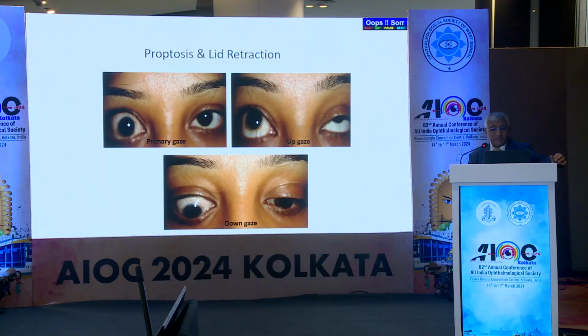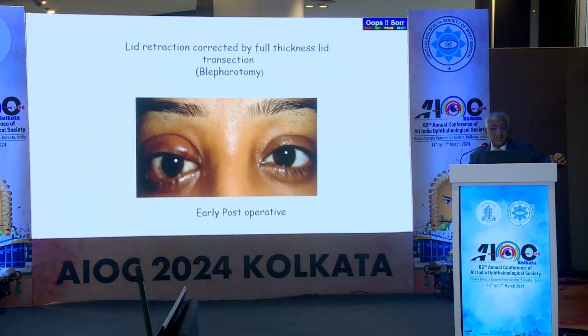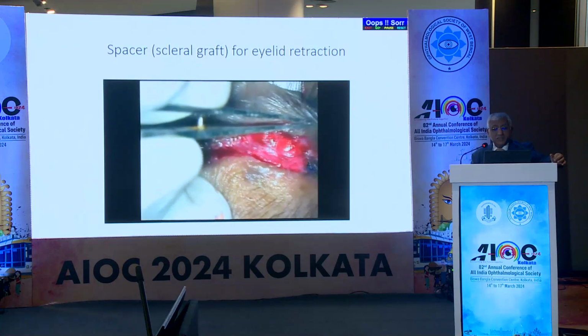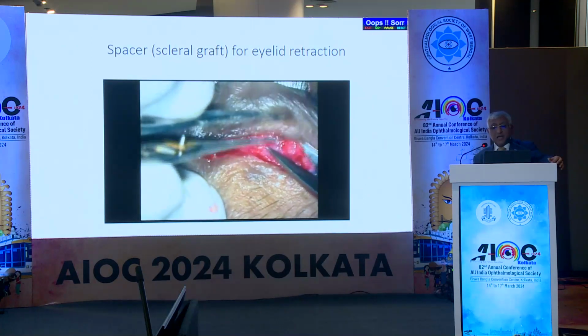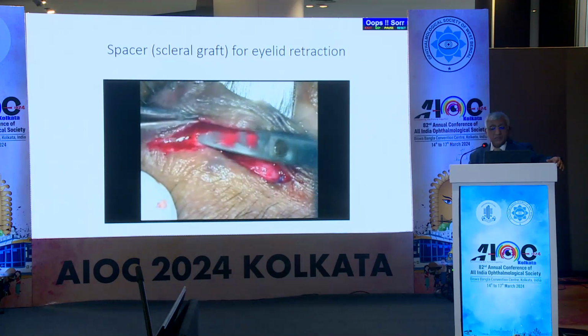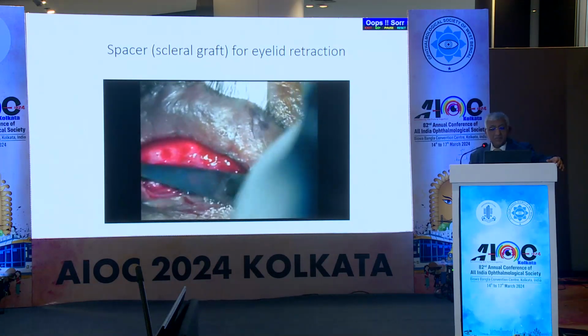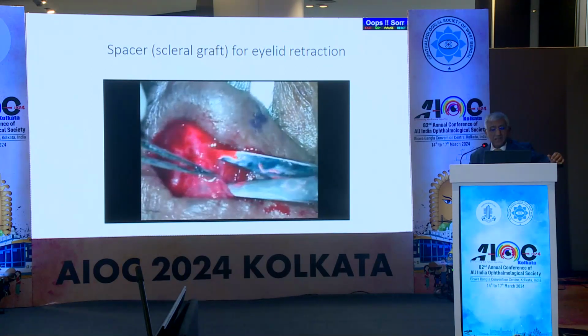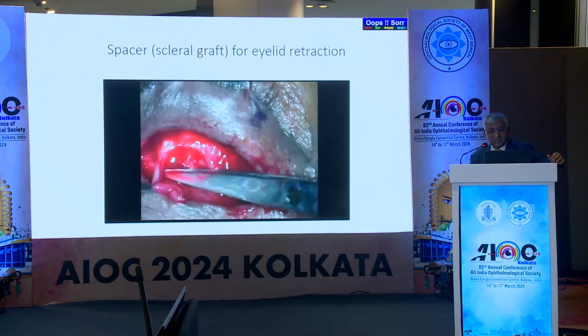So this was a patient with proptosis and lid retraction where we've done a blepharotomy. This is an early post-op picture with correction. So this was a patient who had a ptosis surgery done, was an acquired ptosis, and ended up with a gross overcorrection done by a non-regular oculoplastic surgeon.